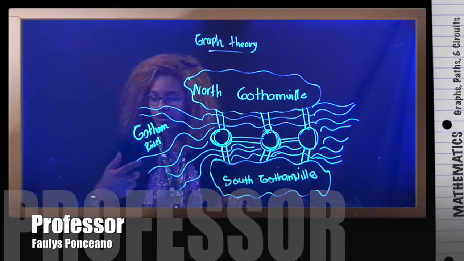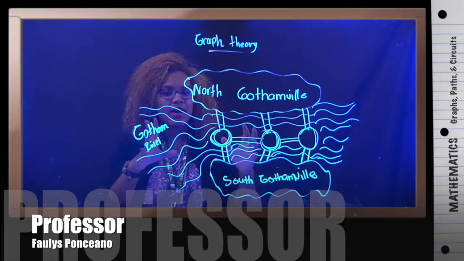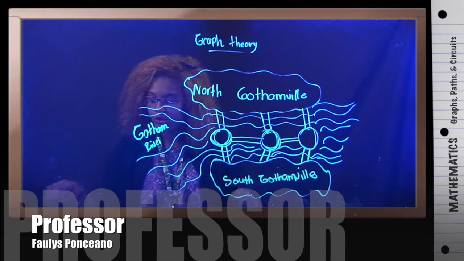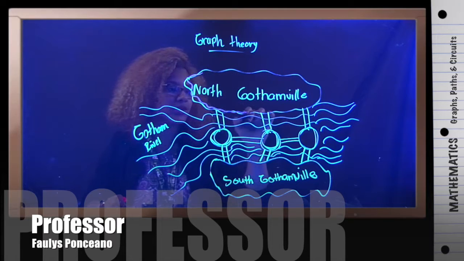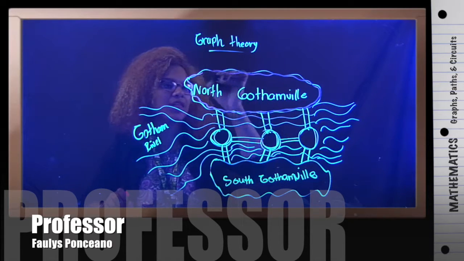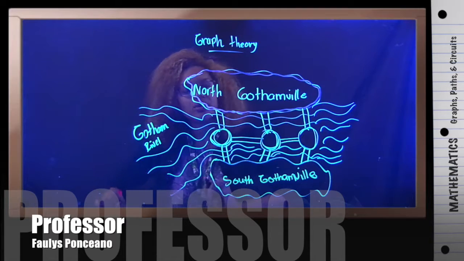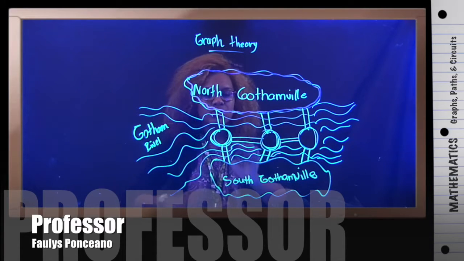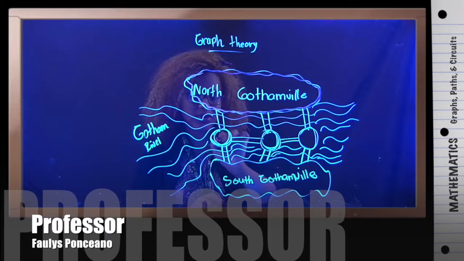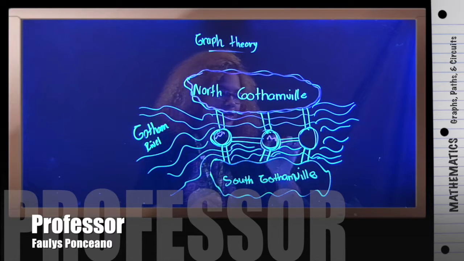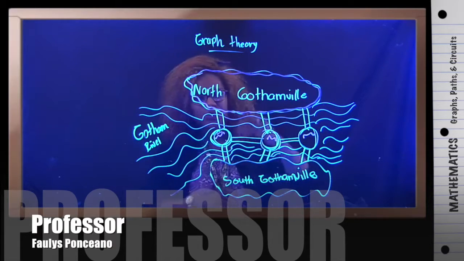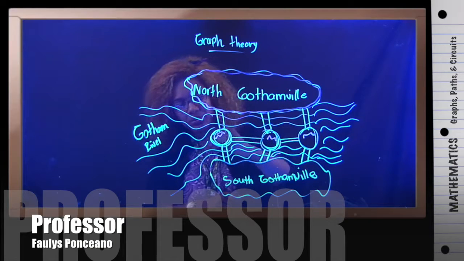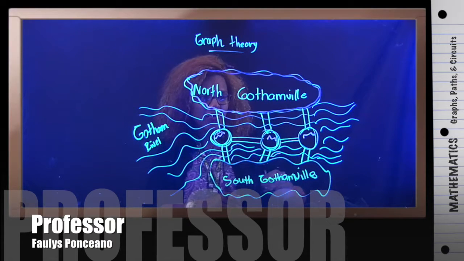In this example, we're going to use graph theory to create a graph based on a scenario. So imagine that this right here is a city, North Gothenville. Now, to get from North Gothenville to this island that's right here, so this is a little island, a little island, and a little island, they have bridges. And then to get to the South Gothenville, they have bridges. So you can go from north to the middle islands and then go to the south and so on.